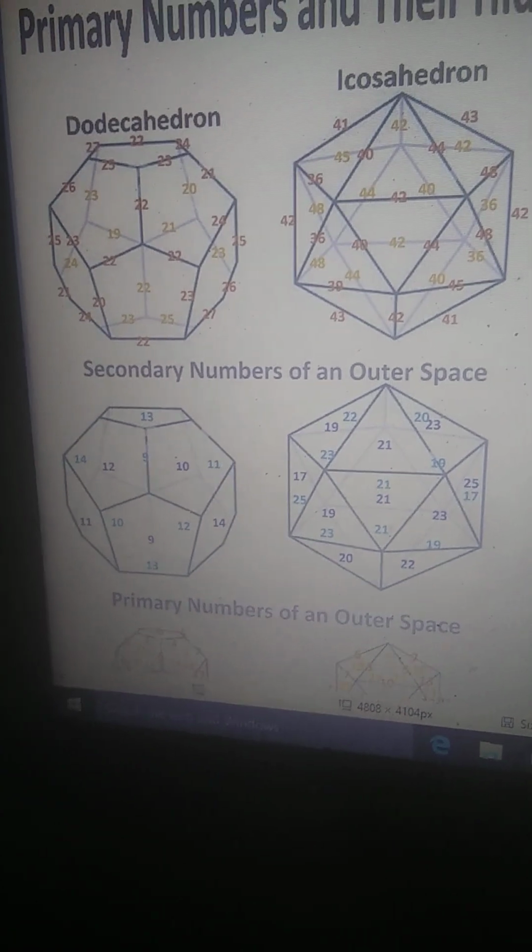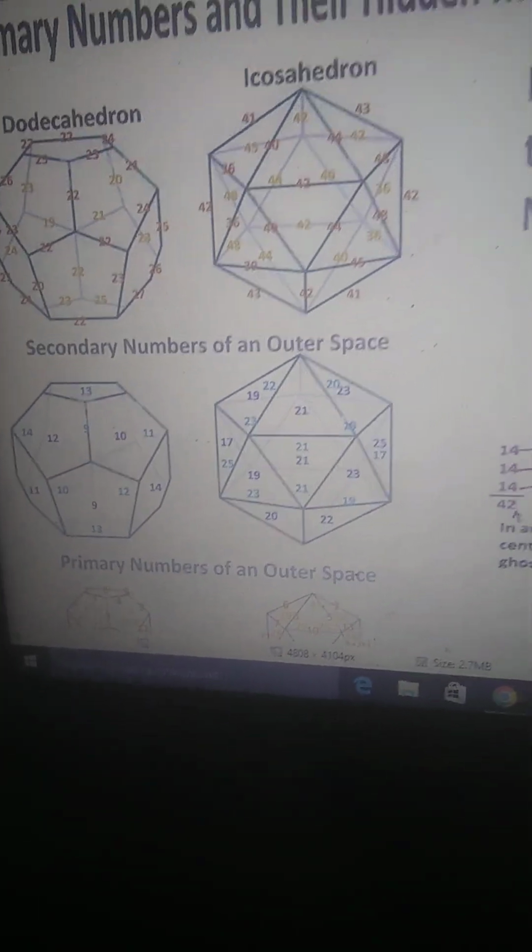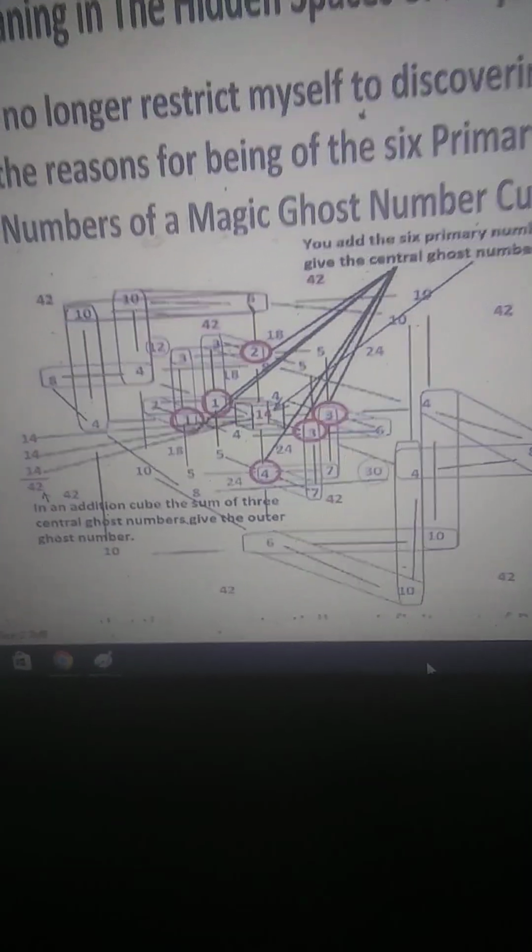I call this Primary Numbers and Their Hidden Meaning in the Hidden Spaces of Polyhedra. This is a dodecahedron. This is an icosahedron. These are shapes beyond the typical magic ghost number cube.